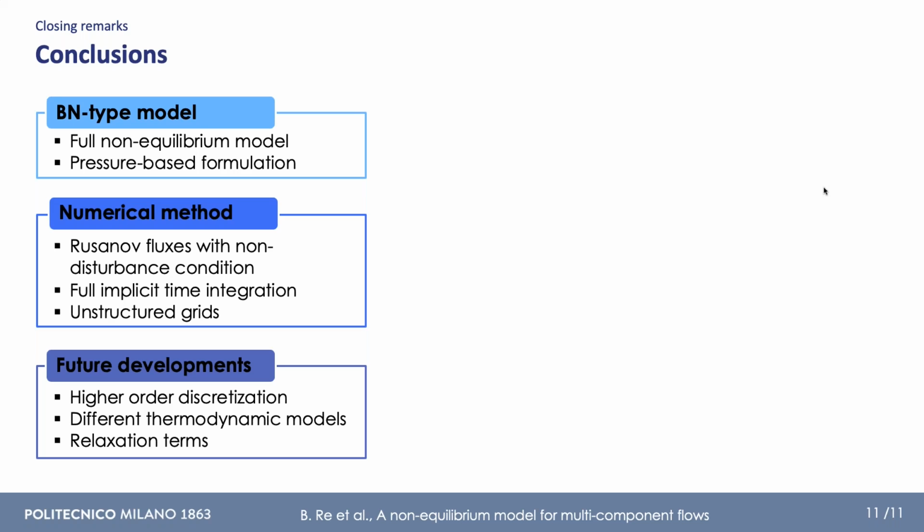Future developments concern, of course, the implementation of higher order discretization, at least second order, but we are also thinking of going to higher order. In this presentation, all the results are obtained with the Stiffened Gas model, while we want to implement and test different equations of state. And the very next step is the inclusion of relaxation terms to model instantaneous and non-instantaneous mechanical equilibrium.